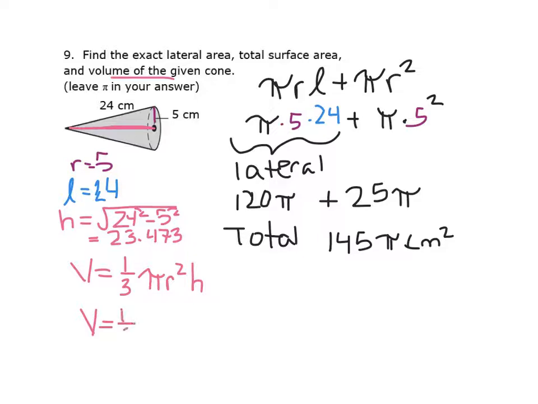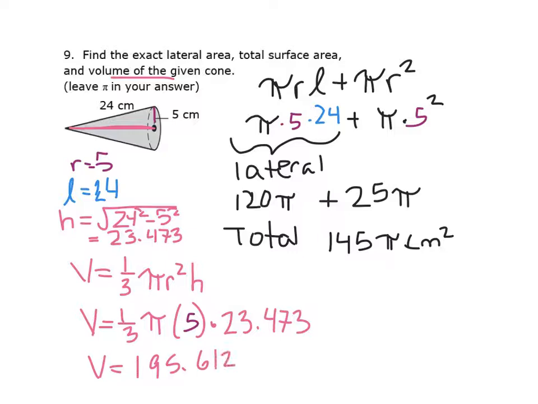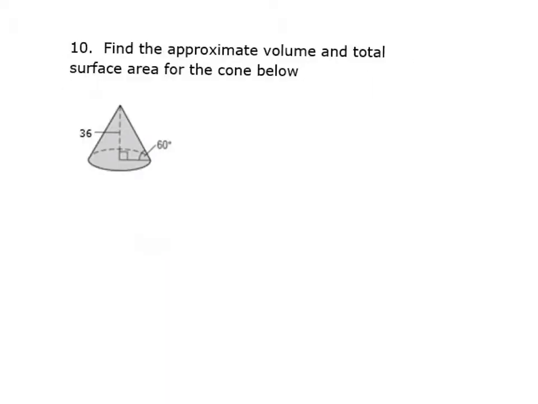Okay, so this would be 1/3 the radius squared, which is 5, times the height, not the slant height, 23.473. Now, for here, this really isn't exact because the decimal is still rounded, but I'm still going to go ahead and leave pi in the answer, and you're going to get about 195.612 pi.